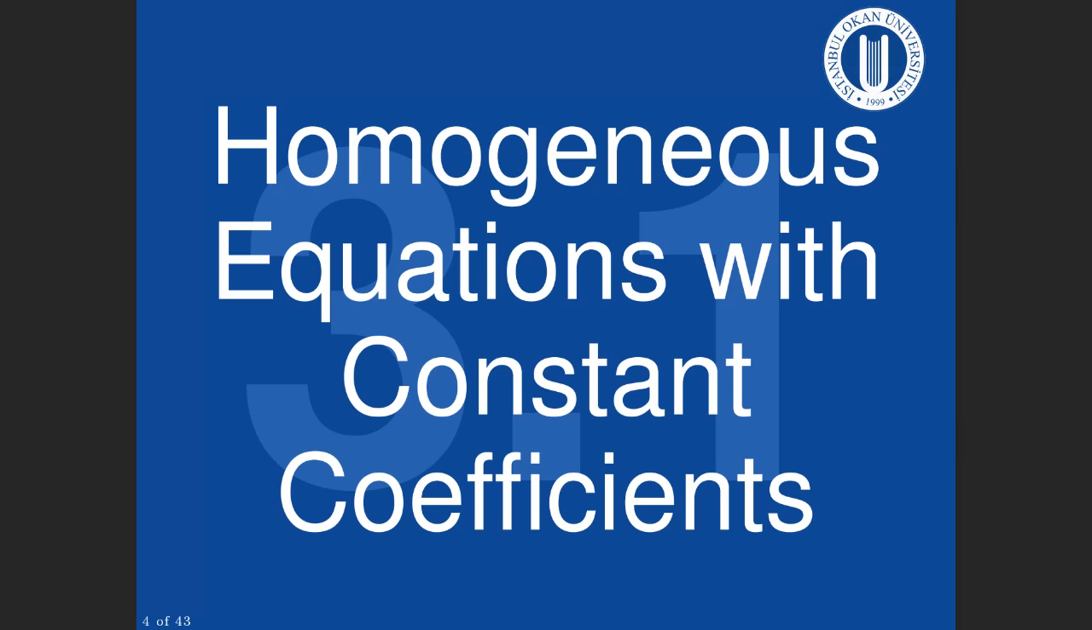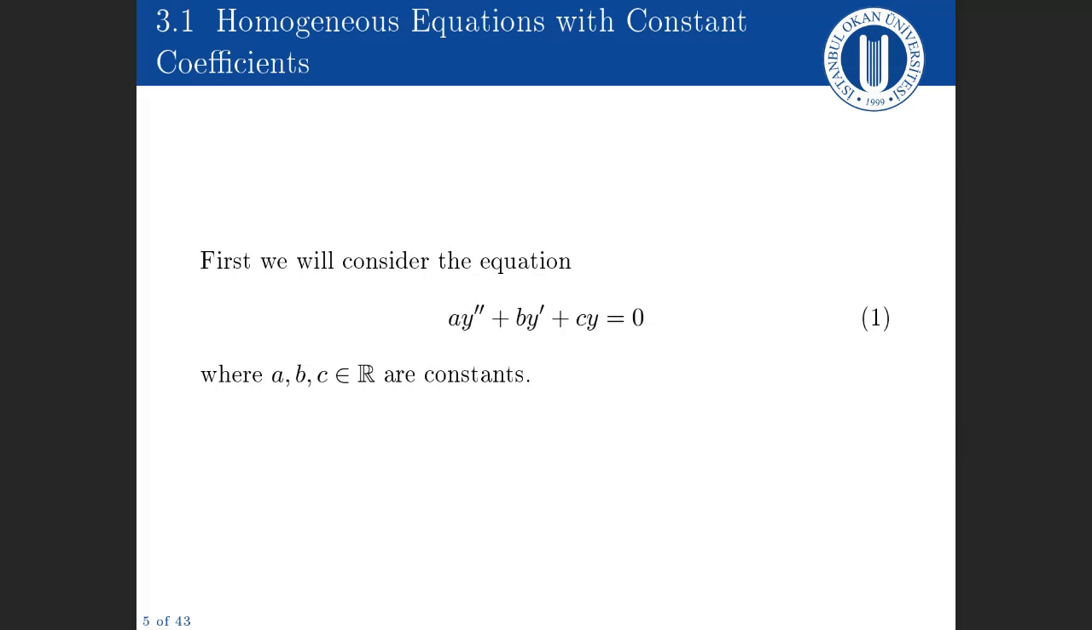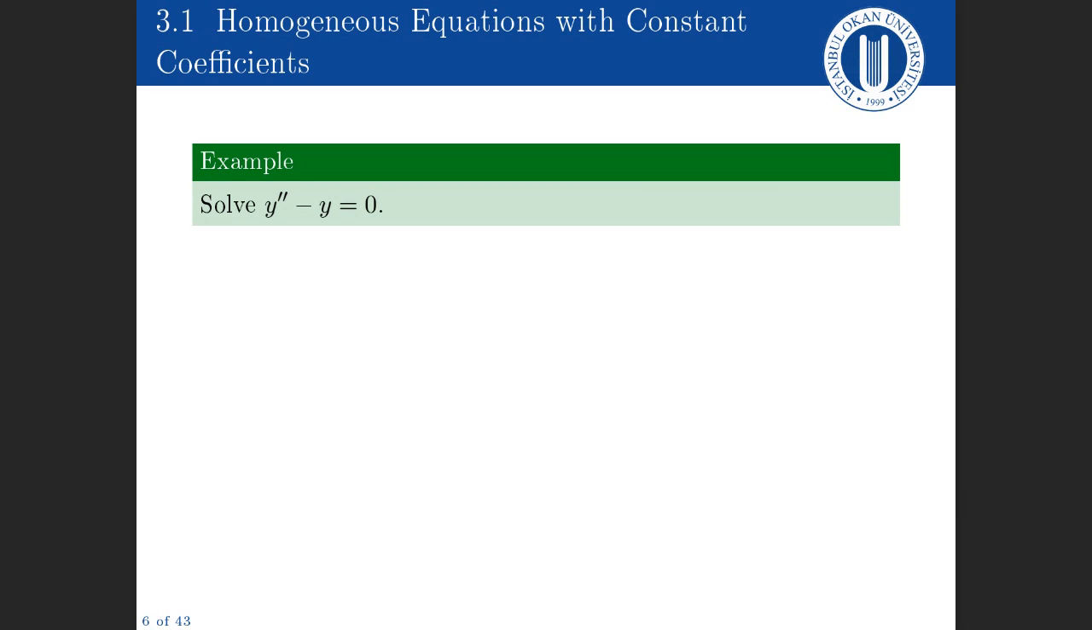First, we're going to be talking about homogeneous equations with constant coefficients. So, first, we're going to be looking at equations of the form ay double prime plus by prime plus cy is equal to zero, where a, b, and c are numbers. For example, solve y double prime minus y is equal to zero. We want to find some function y of t such that when we differentiate this function two times, we are left with the function that we started with.